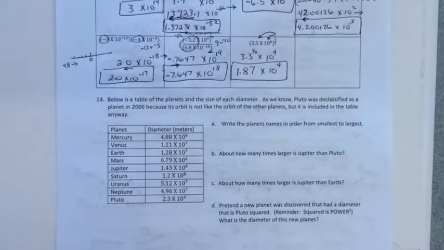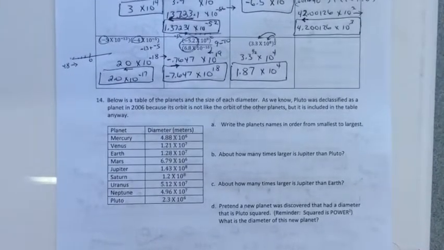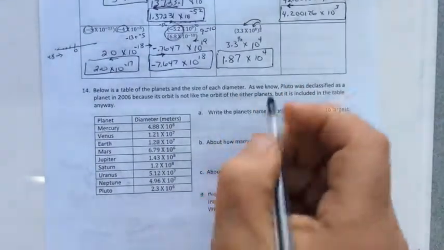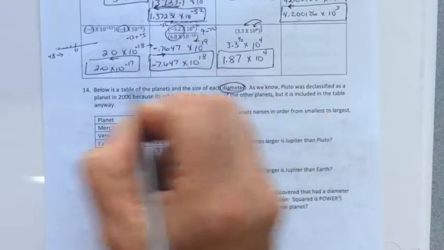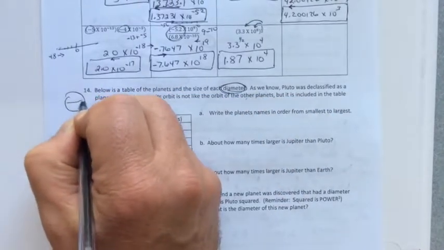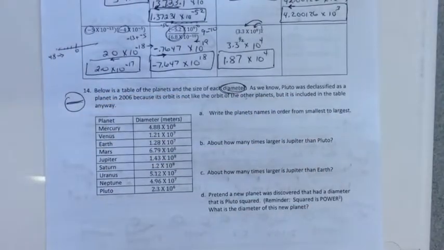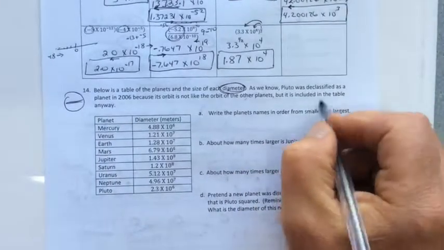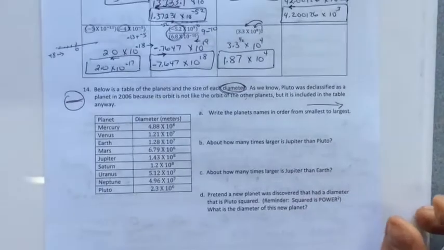Okay, the word problems. Here's a table of the distances in meters for all the diameters of the planets. That diameter is how far across it is, how many meters it is across. Write the planets in order from smallest to largest. So we want to go small to big.